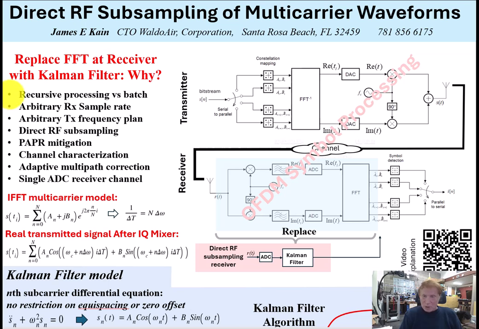First, the Kalman filter processing is recursive versus FFT's batch process. That is, the digital samples are processed as they are received, as opposed to awaiting collection of all samples across a symbol time. The Kalman filter sample rate is independent of the subcarrier frequency spacing, and the subcarrier frequencies can be spaced arbitrarily.